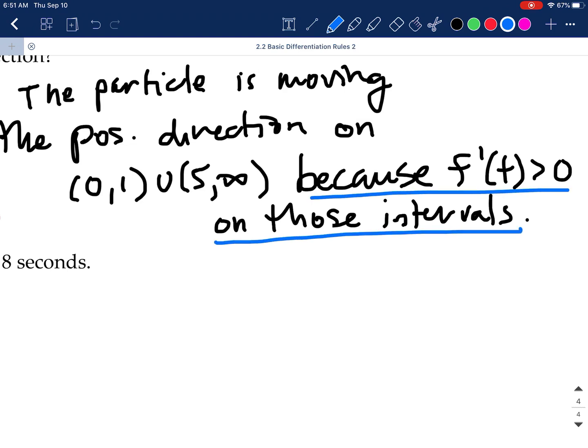The key standard is that justification, which in this case is just, you have to explain that f prime is positive if we're moving in the positive direction. And if we were doing the negative direction, it would be the interval 1 to 5 because f prime is less than 0 on that interval.